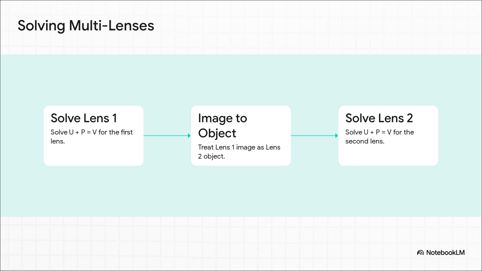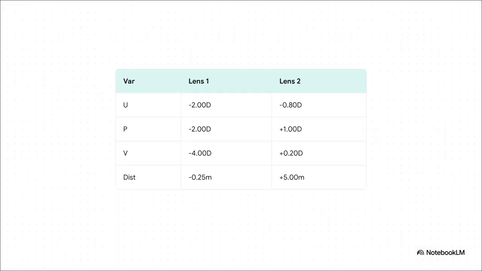You do not try to solve both lenses at once. Instead, isolate the first lens. Solve U plus P equals V. Now, take the image you just found and pretend it's the brand new physical object for the second lens. Then just run U plus P equals V all over again for that second lens. You just loop this algorithm and it works perfectly for literally any number of lenses they try to throw at you. Let's look at a harder example to prove this works, and let's trace this directly together.